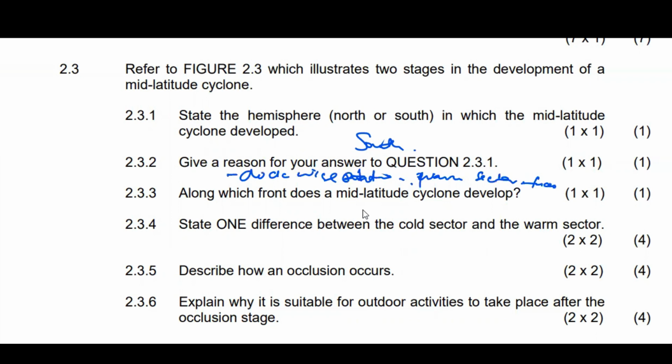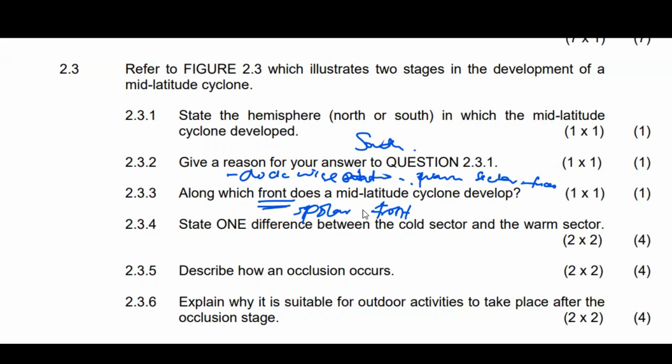Let us go on. Along which front does the mid-latitude cyclone develop? I explained this, learners. We have answered it in the other question. It is what you call the polar front. Okay, it's the polar front.